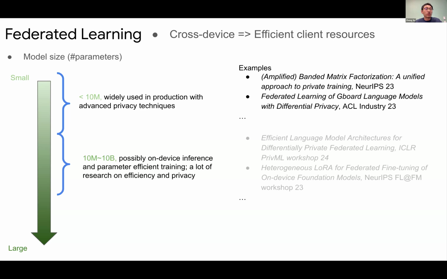And growing the model to be a little bit larger, to 10 million to 10 billion parameters, this is a large range, I realize that. All these models can possibly be put on mobile devices for inference, which also means there's potential for doing parameter efficient training for these models. There is a lot of research on models at this size, and also some early exploration, though at least for the cross-device federated setting, we are unaware of a production deployment that has been announced at this level.